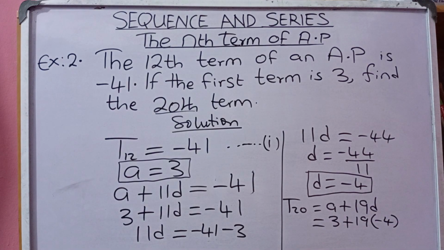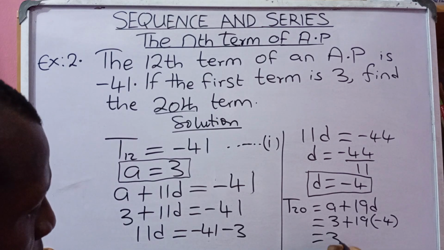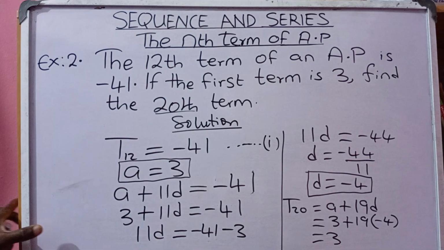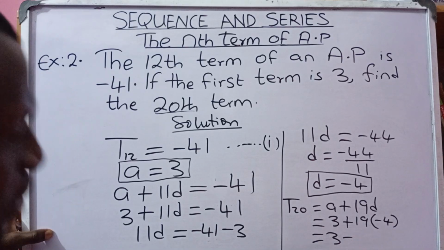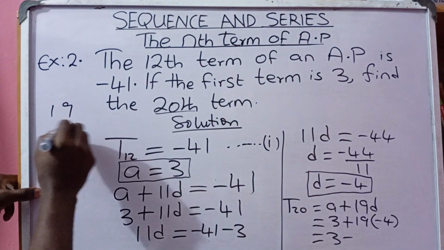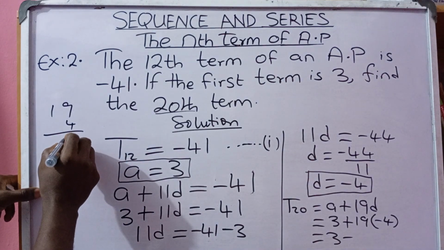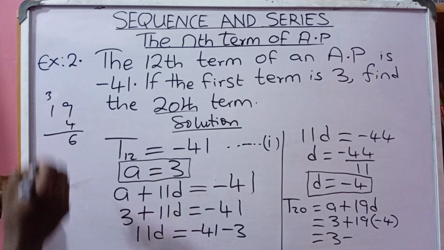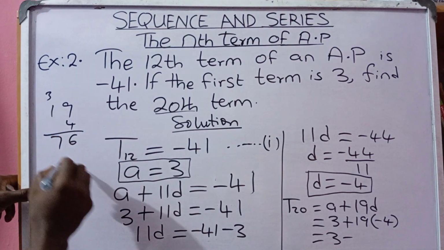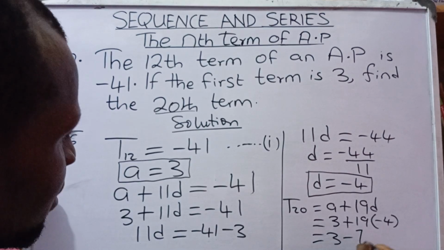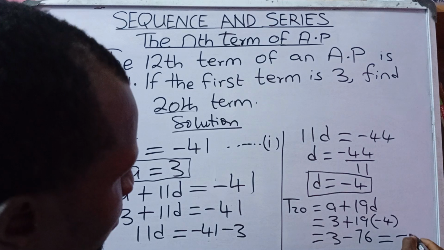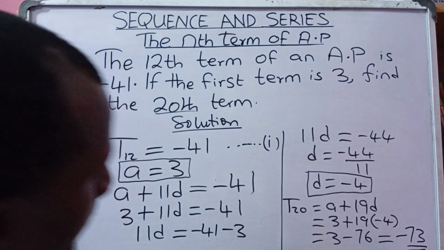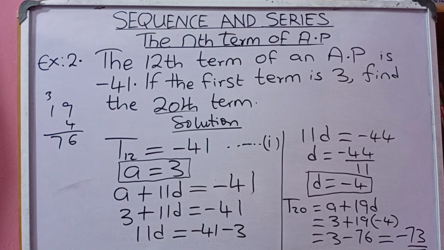All right, so here we have 3 minus, because minus times plus will give us minus. So 19 multiplied by 4, 4 multiplied by 9 will give us 36. We have 6 carry 3, then 4 plus 3 will give us 7. So we're going to have a minus 76. So the final answer to this, 3 minus 76 will give us minus 73. That will be the 20th term of that particular sequence in question.